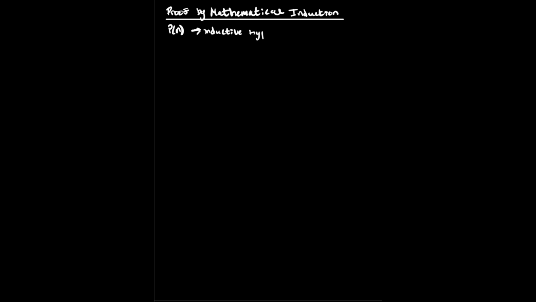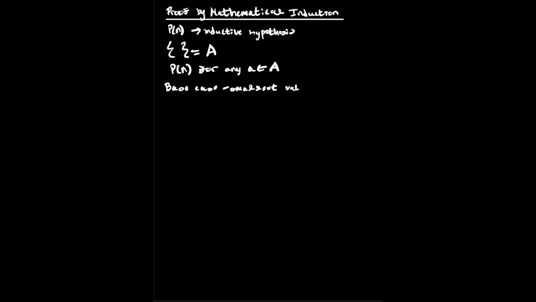This is our inductive hypothesis, and then we have some set. We'll call it set A, and basically what we're trying to do is prove P of n for any n in our set A. And the way we do this is we first look at our base case, which is the smallest value in A.